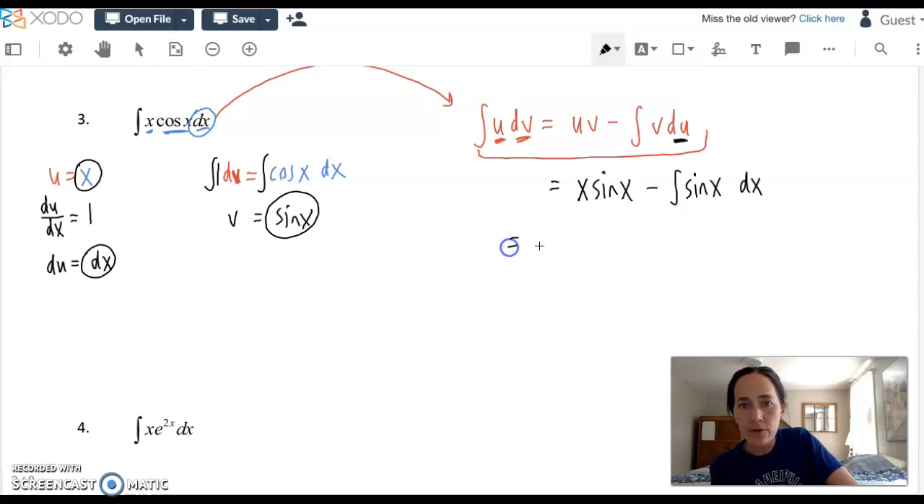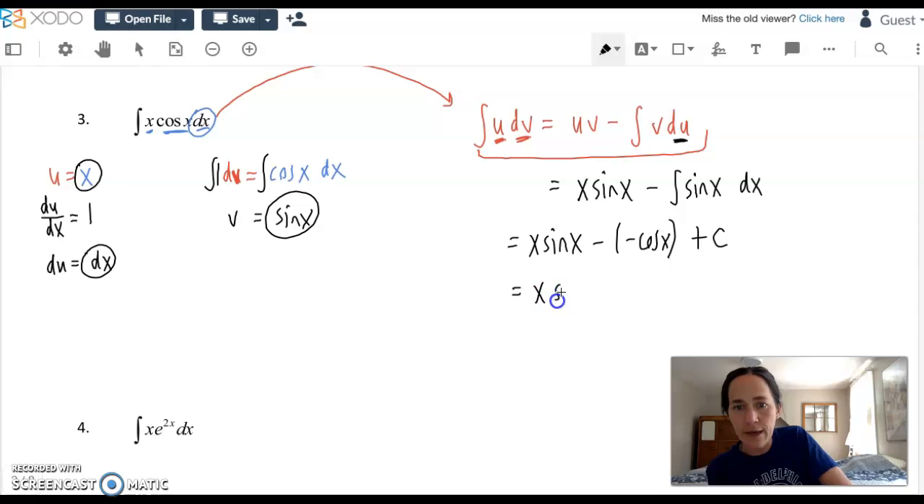Keep the first part how it is. X sine of x is good to go. Minus the integral of the sine of x, the function whose derivative is sine of x. Well, that would be negative cosine of x. And plus c, so we don't forget it for later. Let's just make this a plus in the middle too. So x sine of x plus cosine of x.